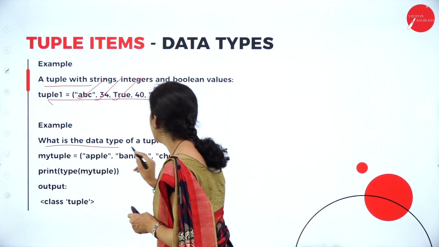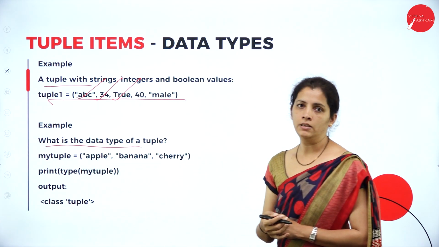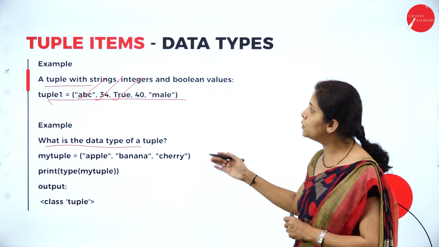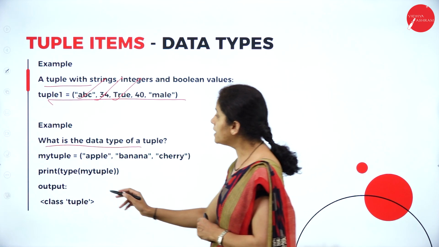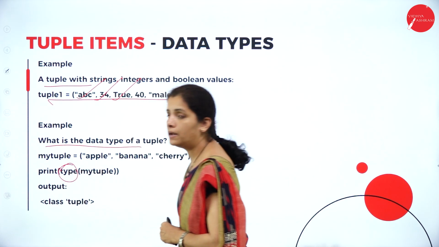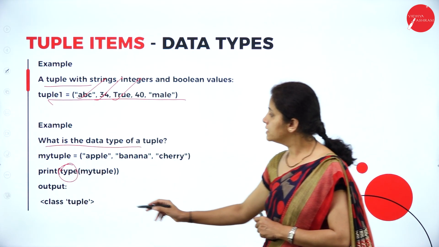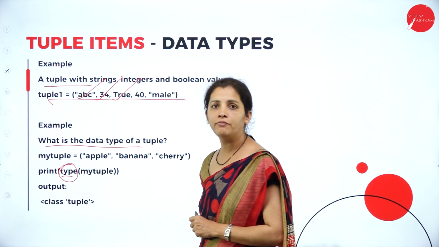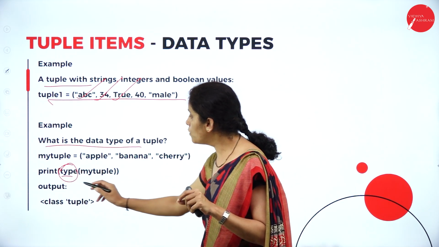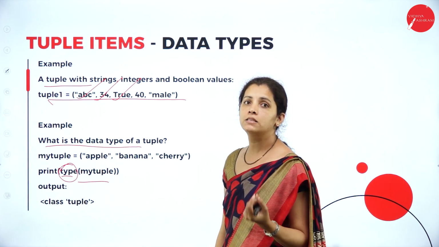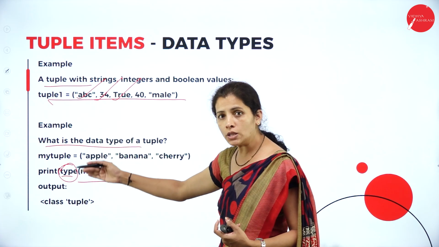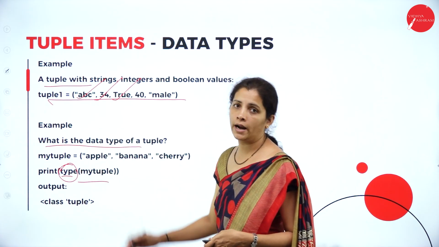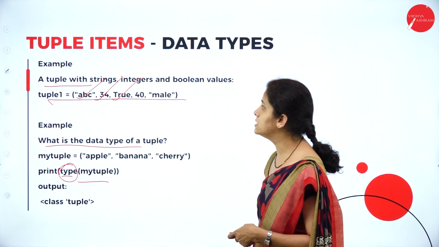So what is the data type of a tuple? There are times when I want to know the data type of a tuple. For that, I'm going to use the type method. See here, I'm going to call the function or method, and what I'm passing here is the tuple argument or tuple variable, so that I can know what kind of data type it is.